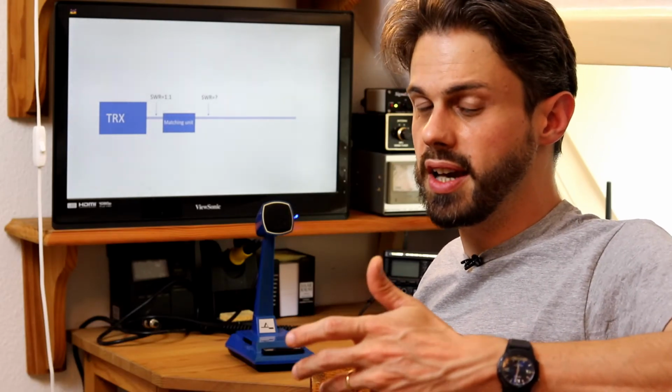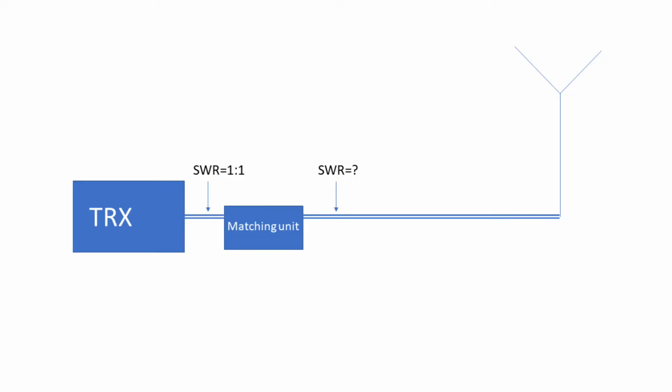So if you have a really high SWR between antenna and matching unit, the matching unit won't do anything. The only thing this does is to make the transceiver believe you have a great SWR. So that's something to keep in mind. It really does nothing else.